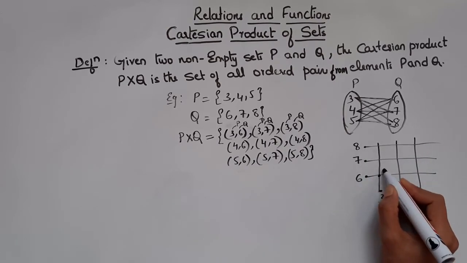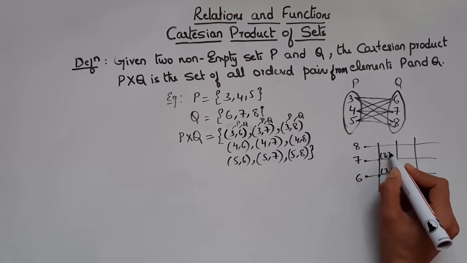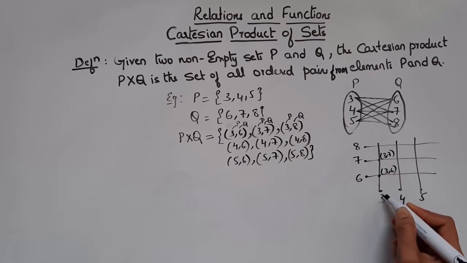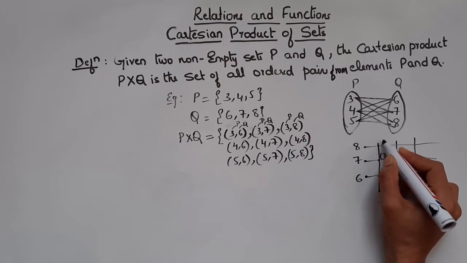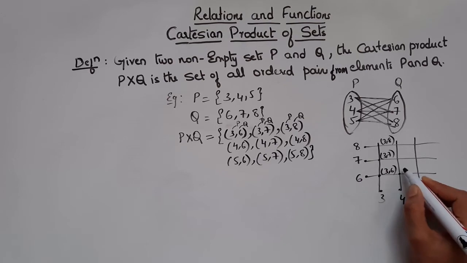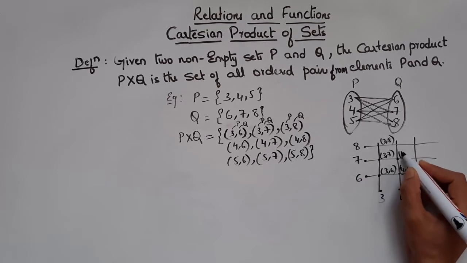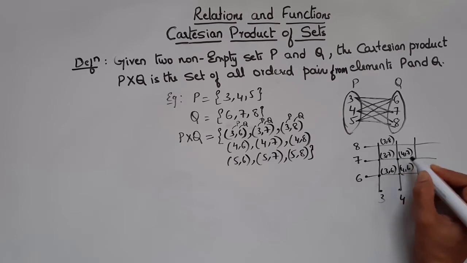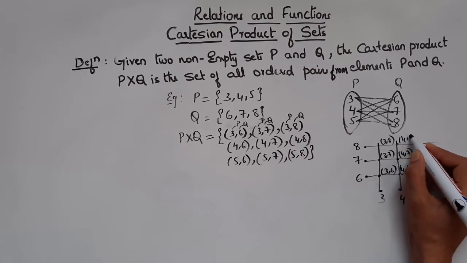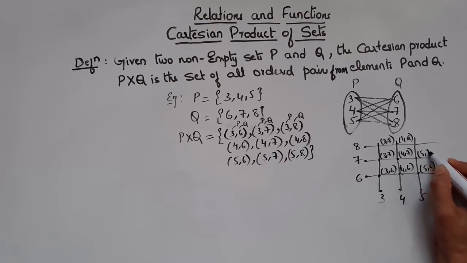So what is this point? It is 3, 6. This point is 3, 7. You will write the x-axis element first. So here we have 3, 8. This point is 4, 6. This point is 4, 7. And this point is 4, 8. Similarly, what is this point? So 5, 6, 5, 7 and 5, 8.